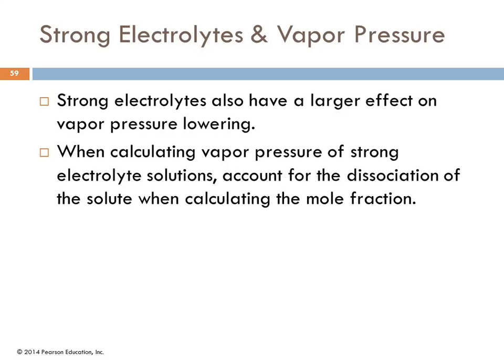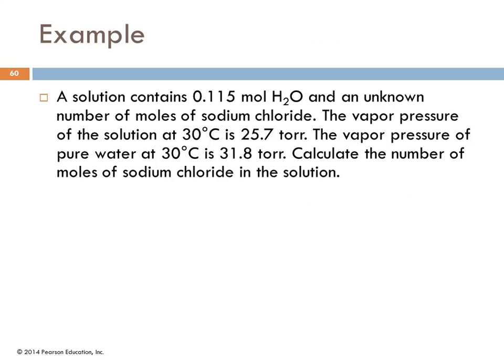So the strong electrolytes are also going to have a bigger effect on the vapor pressure lowering. When you calculate with these strong electrolyte solutions, you have to account for the dissociation of the solute when you calculate your mole fractions. So let's do one of those.